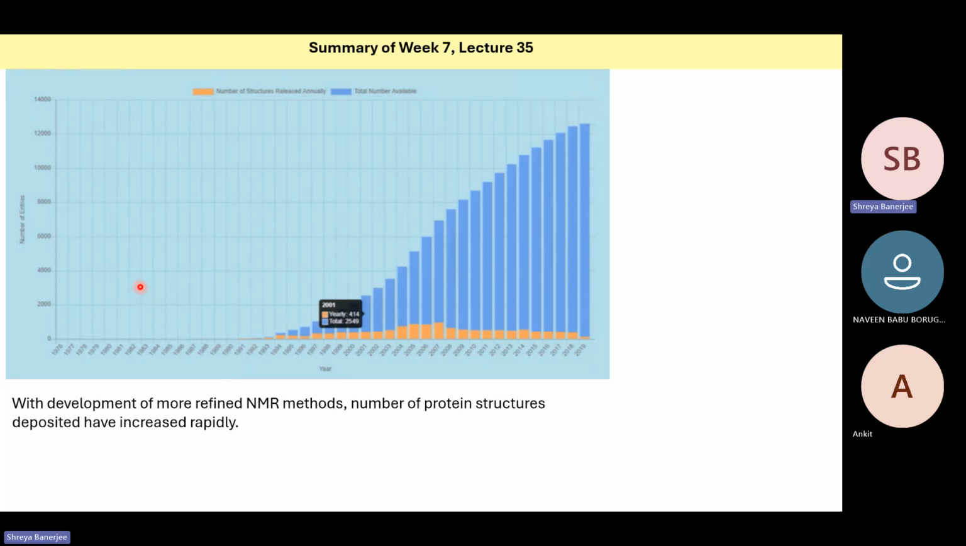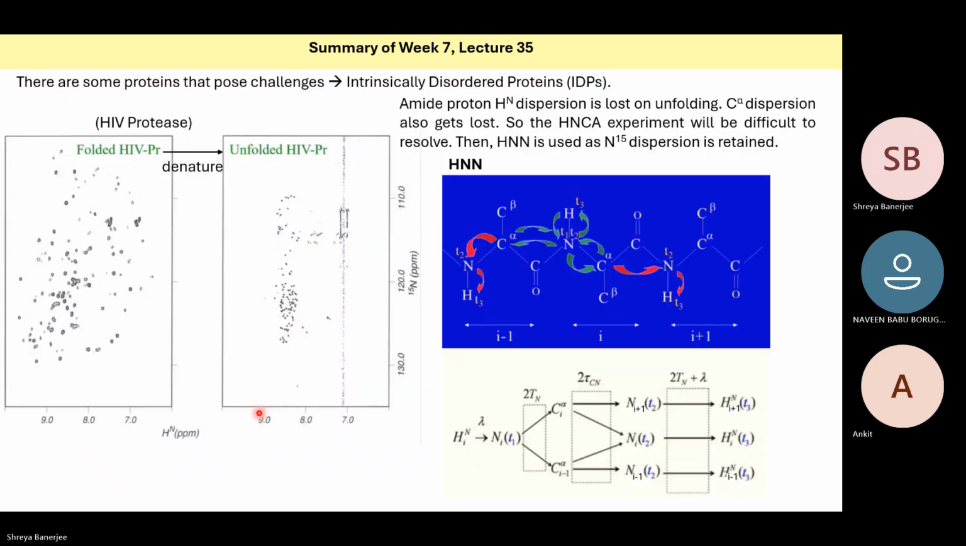As the different NMR techniques and pulse programs are getting more and more advanced, the number of protein structures deposited has rapidly increased. For a protein, basically you run the NMR and then you derive the structure. So the number of protein structures derived and deposited has rapidly increased with the refinement of NMR techniques. And we have also looked into the HNN experiment before.